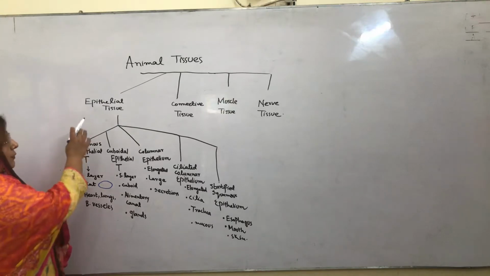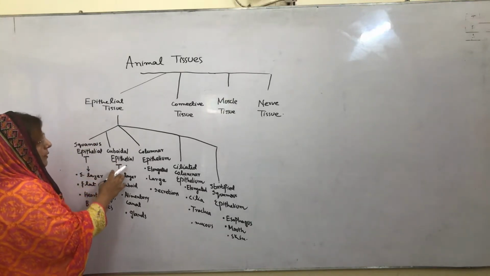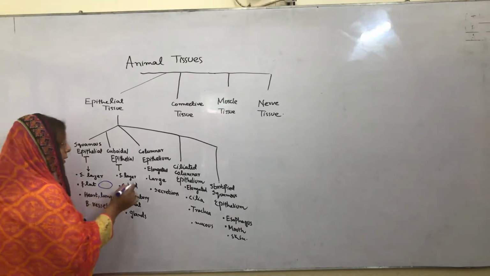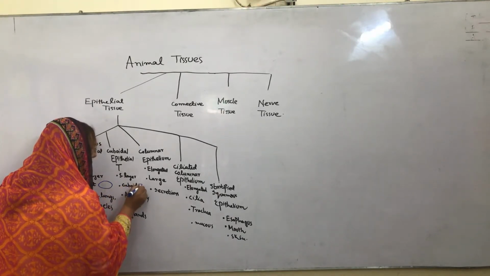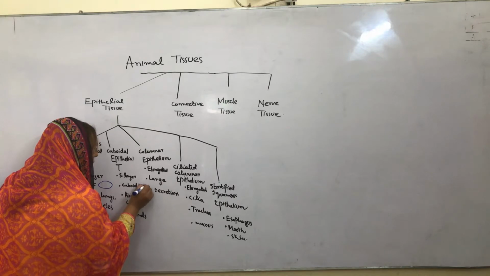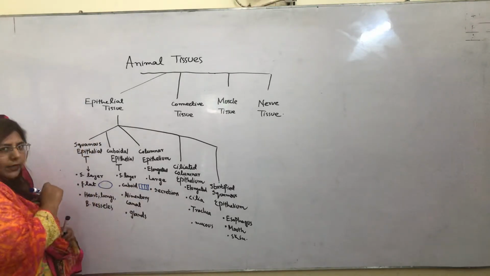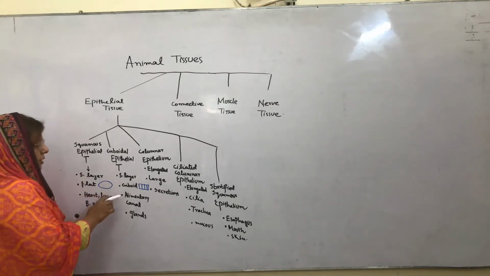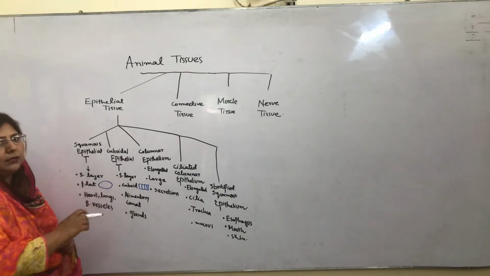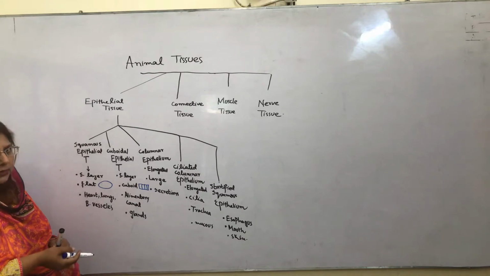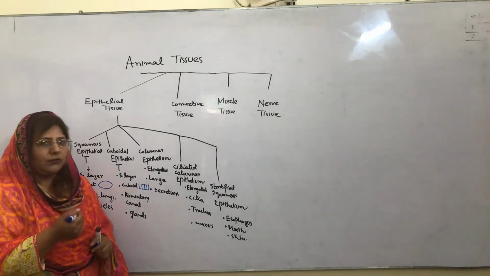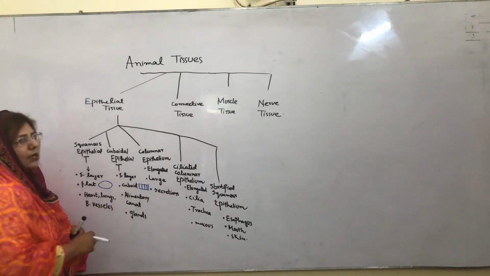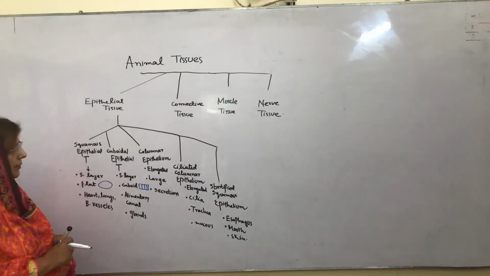The second part of epithelial tissue is cuboidal epithelial tissue. They are also single layer tissues, in the shape of a cuboid, and they are found under the epidermis. We can find these tissues in our alimentary canal. The alimentary canal is the main part of our digestive system. It starts from our mouth and goes to the anus, and these tissues are also found in our different glands.